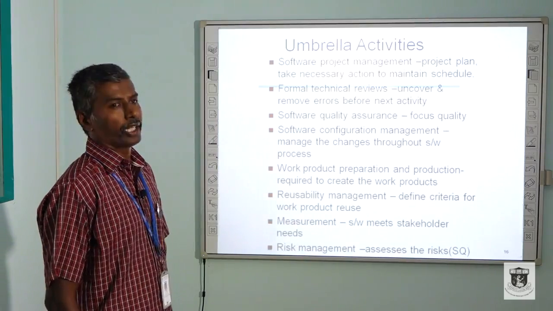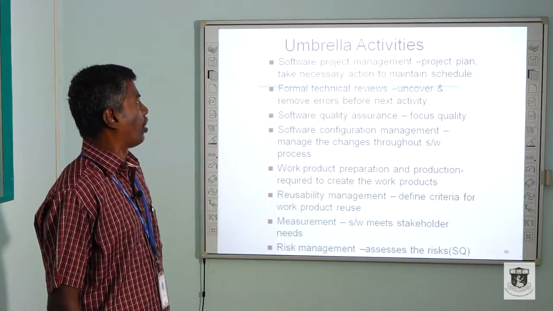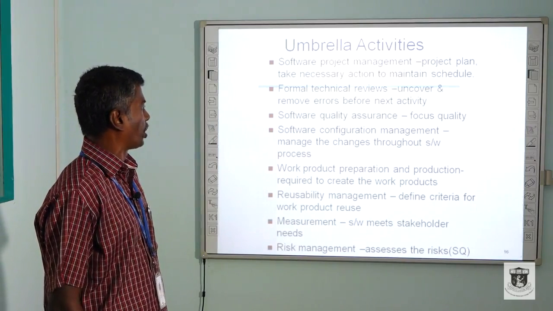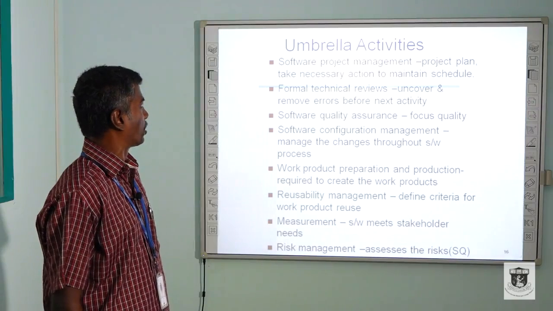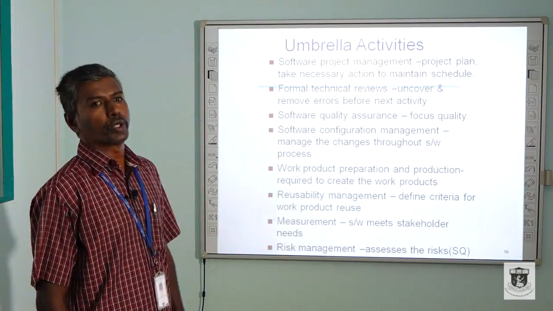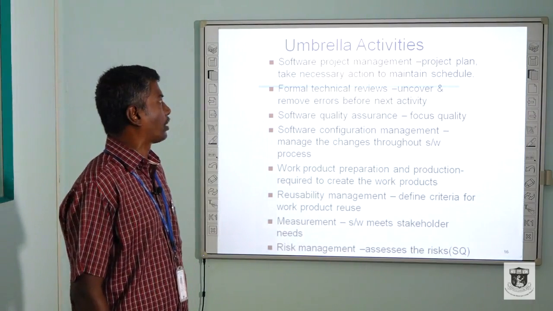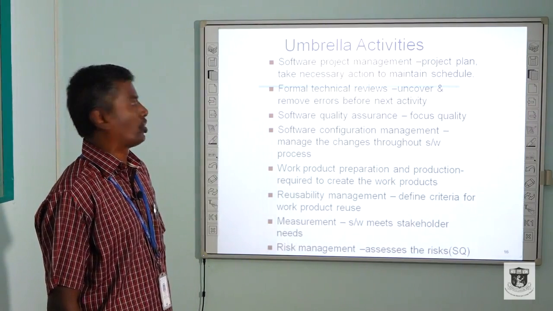These are the umbrella activities, which come under the layer technology: software project management, formal technical reviews, software quality assurance, software configuration management, work product preparation and production, reusability management, measurement and risk management. Now the first one, software project management. It comes under the project plan, taking the necessary action to maintain the schedule.